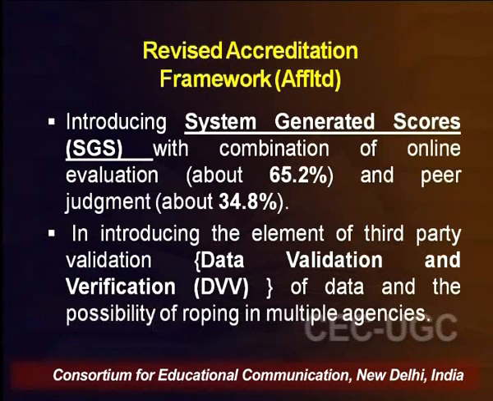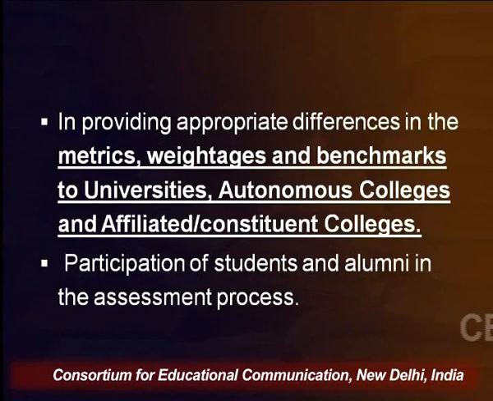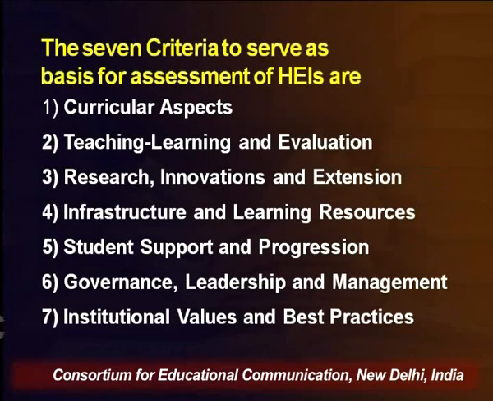So, it's all about a 70-30 process in totality. It introduces the element of third party validation, that is the data validation and verification department, possibly roping in multiple agencies, and providing appropriate differences in the matrix, weightage and benchmarking for universities, autonomous colleges, and affiliated and constituent colleges. There has to be strong participation of the students and the alumni in the process of accreditation and assessment.